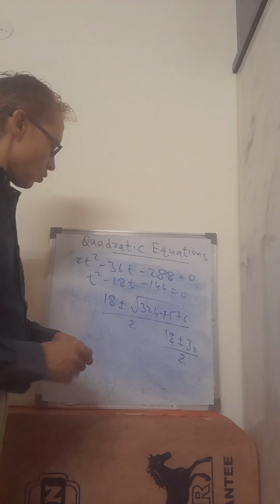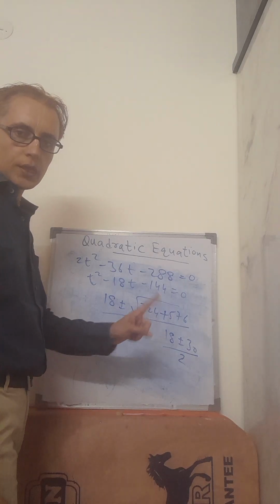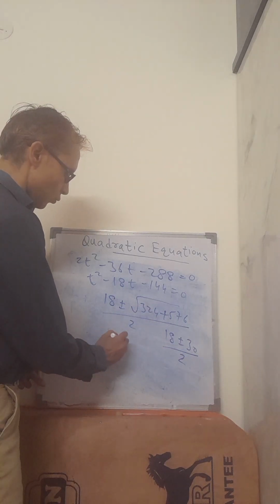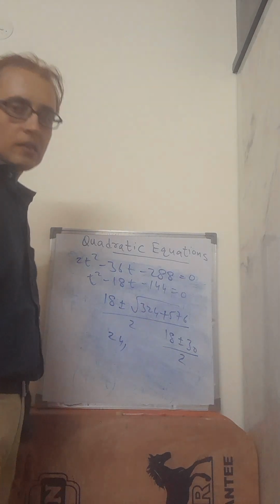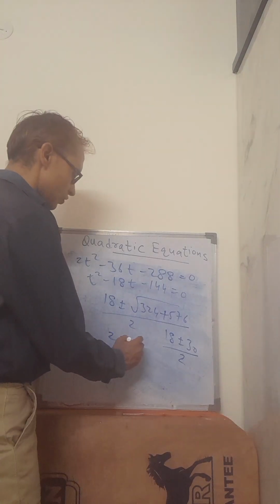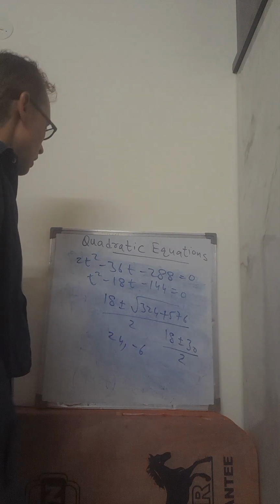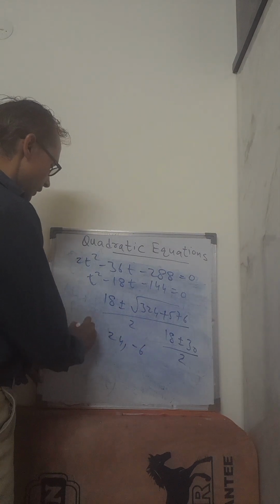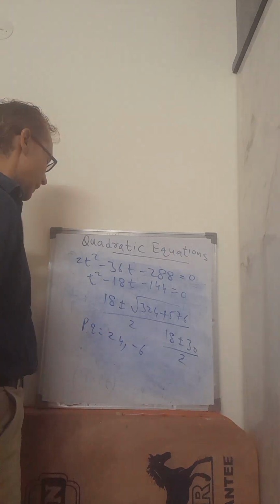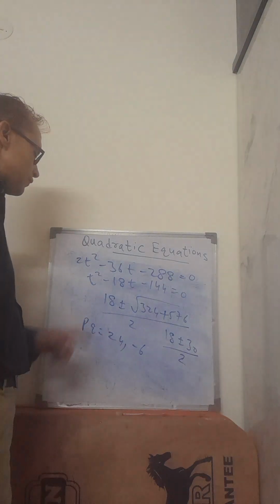So 18 plus 30 is 48. 48 by 2 is how much? 24. That is one answer. And 18 minus 30 is minus 12. Minus 12 by 2 is minus 6. So we got two values: P into Q as 24, and P into Q as minus 6. And we also need to know which value to take.